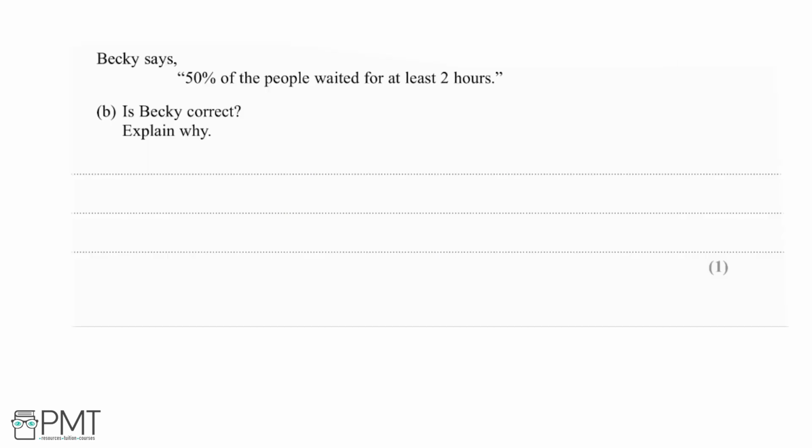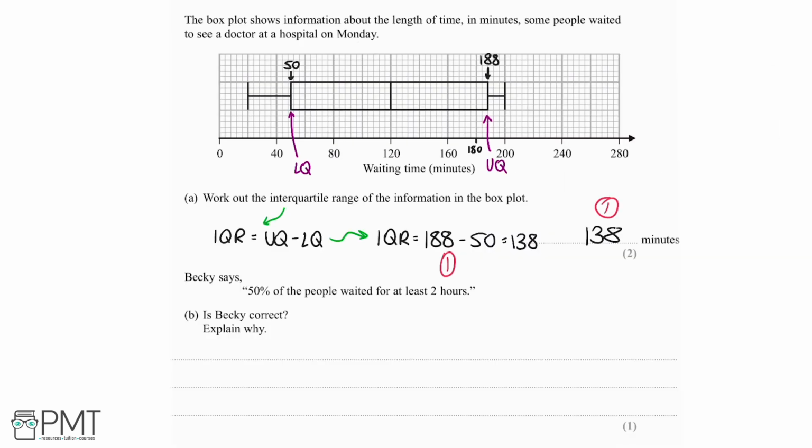Now for part B, Becky says that 50% of people waited at least 2 hours. And is Becky correct? We need to explain why. Well, again, we're going to take a look at our box plot. And we need to see where the median is. So the median is represented by this line here. And that's at the 120 minutes mark. So the median is 120 minutes, or if you say that in hours, that's 2 hours.